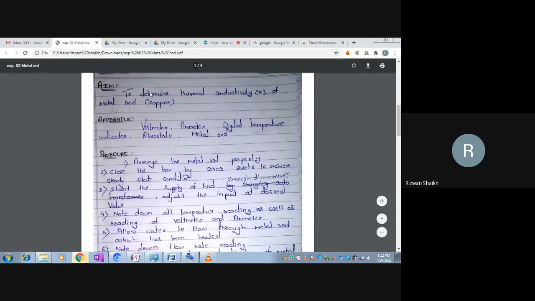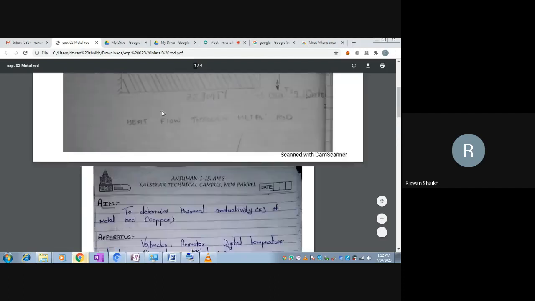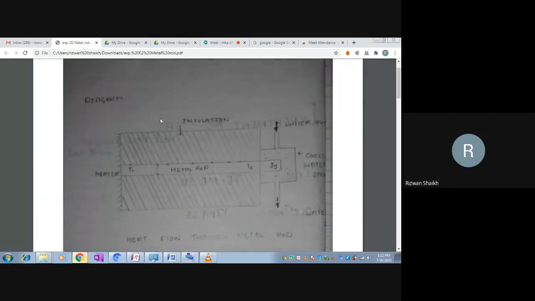Now, we call this experiment the metal rod. The purpose is to determine the thermal conductivity of a metal rod. The metal rod given to us is copper. So our setup looks like this. This is the rod. Can you see the metal rod here? This is the metal rod.